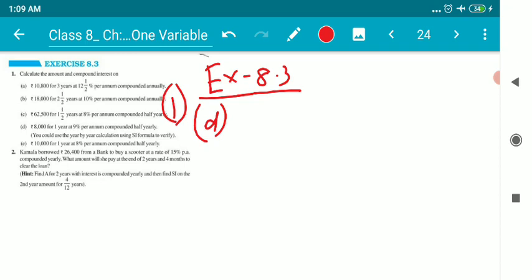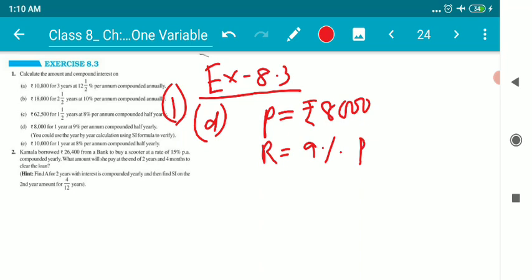Children, the principal amount for this question is rupees 8,000. Somebody has borrowed some money, or taken a loan, of rupees 8,000. The rate of interest is 9% per annum, but compounded half yearly. Children, we need to understand the question. It's 9% per annum, but it will be calculated compounded half yearly.